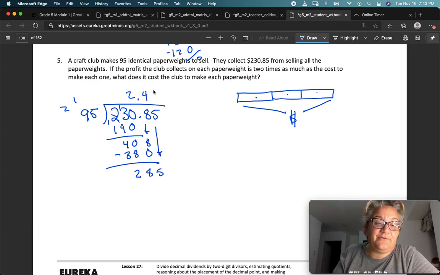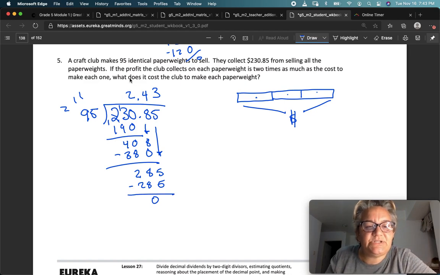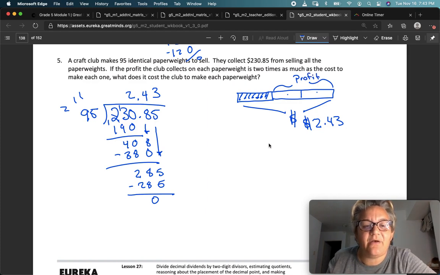95 into 285 will go 3 times. 28, and that's 0. Okay, so this number here is $2.43. Now, that's how much they got from each paperweight. But the cost to make it is this, and this amount is the profit, right? So I need to divide this number by what to find out the cost? I need to divide it by 3, right?